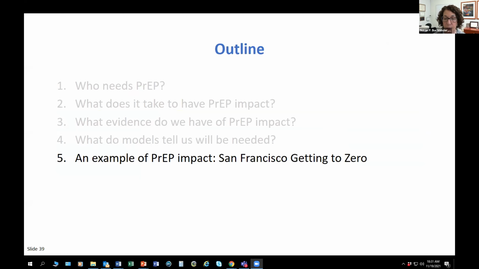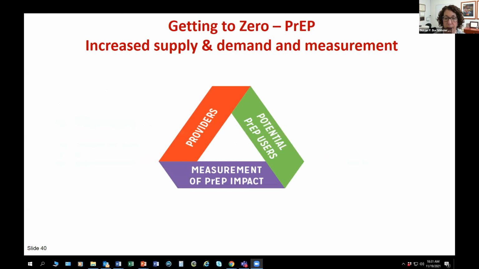We've got a number of different committees, one of which is a PrEP committee. And what they decided to do when we first launched in 2013 was we needed to increase the supply of PrEP. So we wanted to focus on providers. We needed to increase the demand for PrEP. So we focused on PrEP users. And then we wanted to measure PrEP impact. So here's some of the kinds of things that we did.